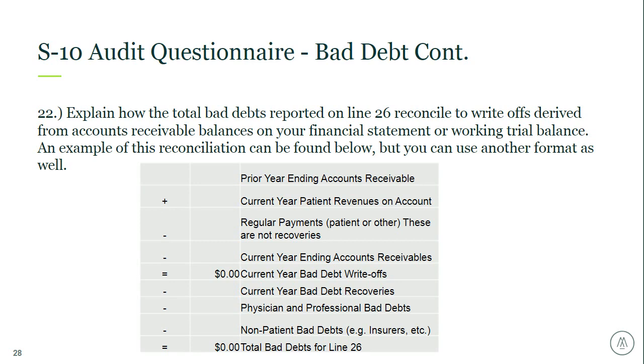Now, this is a very simple example and doesn't go into the complexities of attempting to reconcile year-over-year changes in the hospital's accounts receivable. In most cases, more lines and more explanation will need to be given when attempting to reconcile year-over-year AR changes.